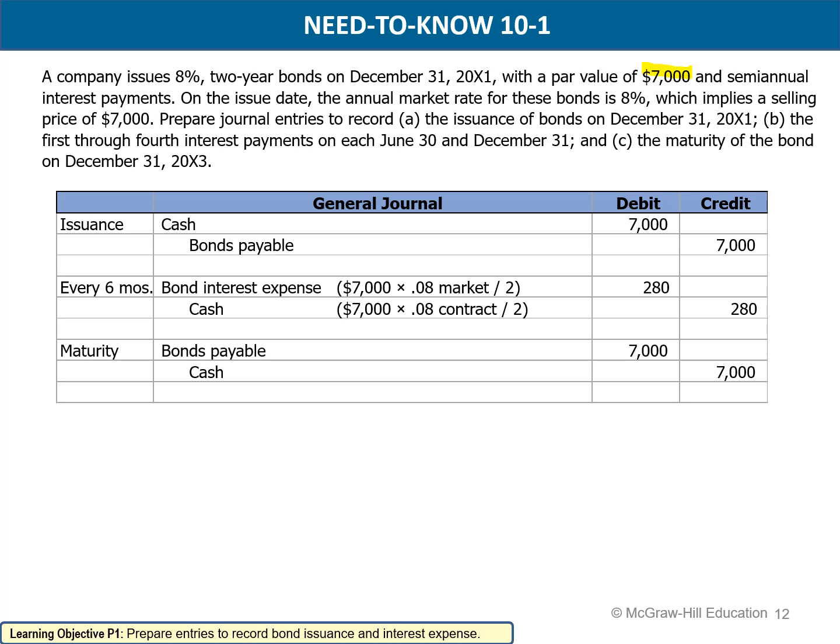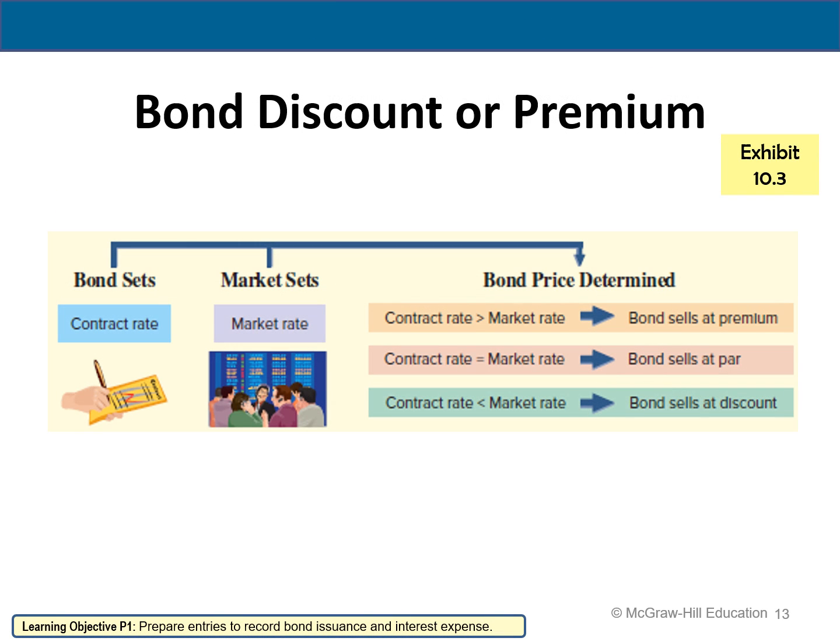And then on maturity, we're going to remove our bond payable from the books, and we're going to reduce our cash because we have to give that money back to our bondholders. So it's a credit to cash and a debit to bonds payable. Okay? All right, so bonds being sold or issued at par should be pretty easy peasy, right?